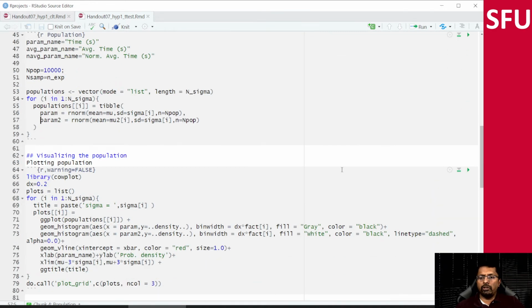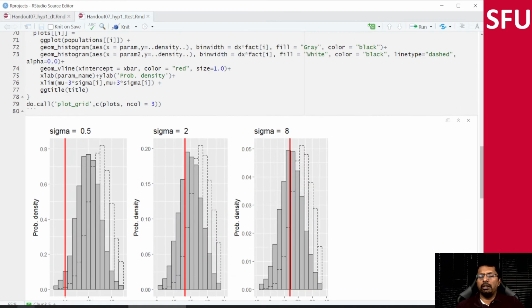I'll generate this population. Once again, I can visualize this. I have a new library here which allows me to plot the populations beside each other. If I do that and plot my population, this is my population distribution. The one in solid is the case where the mean is exactly equal to 15, and the dashed line is the mean greater than 15.